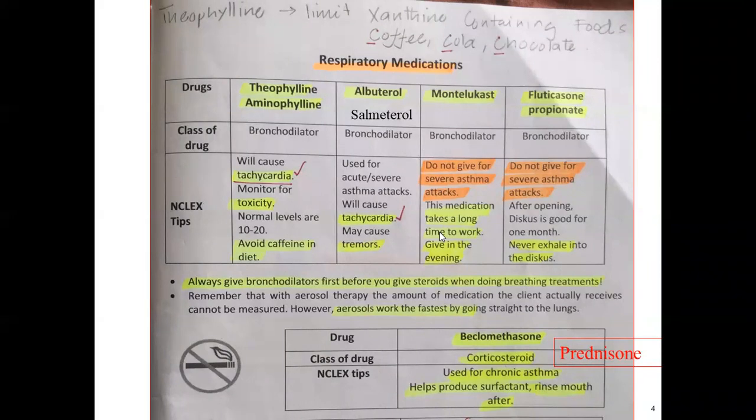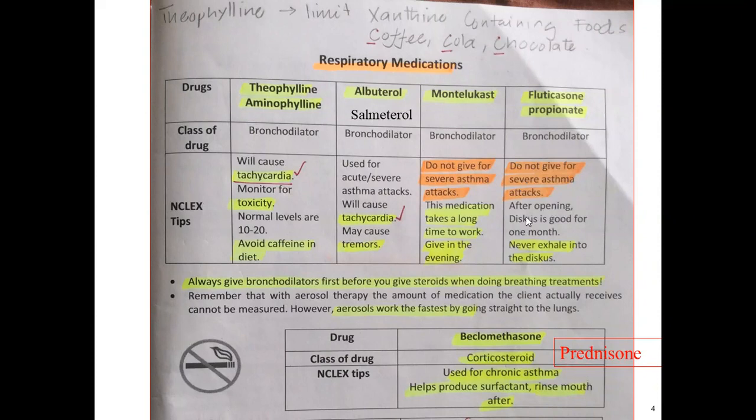Another drug we use here is called Fluticasone. Fluticasone is a steroid. What are the other steroids we use? We use beclomethasone or corticosteroid. The most popular medications we use are called prednisone or prednisolone. They are oral glucocorticoids. They reduce the inflammation. So do not give also for severe bronchial asthma attack.